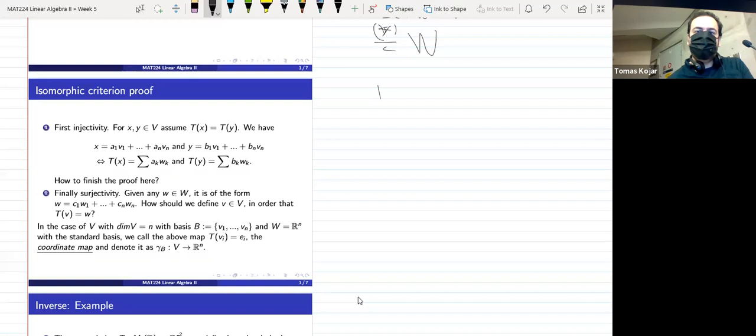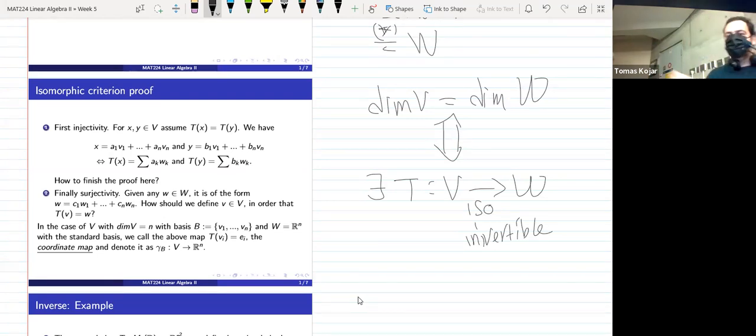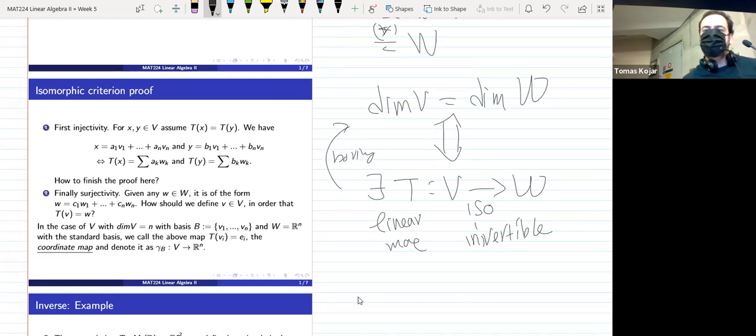So we showed that dimension V equals dimension W if and only if there exists an isomorphism from V to W. And iso means invertible. So you can go back and forth. There's some linear map that allows you to go back and forth. This is boring. This is amazing.